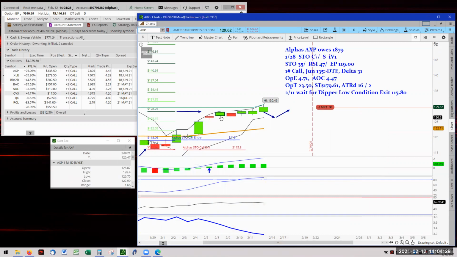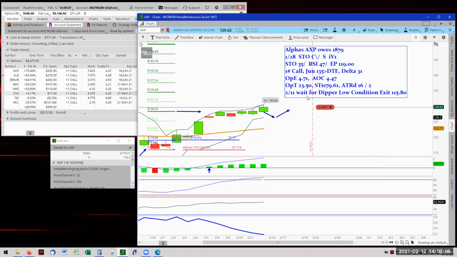This is a dipper low, but this close was not above the 128.25. This close was 2 pennies short. This was the one that was 128.23. This one made it at 128.35. So this was 31 cents. This was at 0.23 cents. And you can see it here on the data box. I got the high lows showing. So that's now that we closed above.